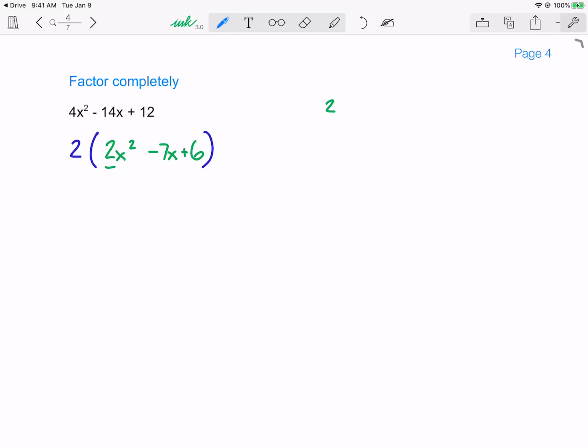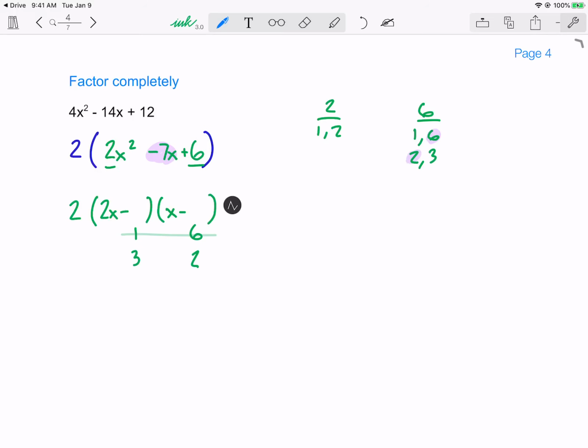Well, 2 is just 1 and 2. 6 has two sets of factor pairs, 1 and 6 and 2 and 3. So this is going to be 2x minus something and x minus something because I'm trying to multiply to make a positive and add to make this negative 7x. I know that 6 and 2 are both even, so I'm going to have to put the 6 and the 2 over here with their other factors. Well, 2 times 6 is 12 plus 1 is 13. That one's too big. 2 times 2 is 4 plus 3 is 7, so this is my winner. And of course, multiply your answer to check it.